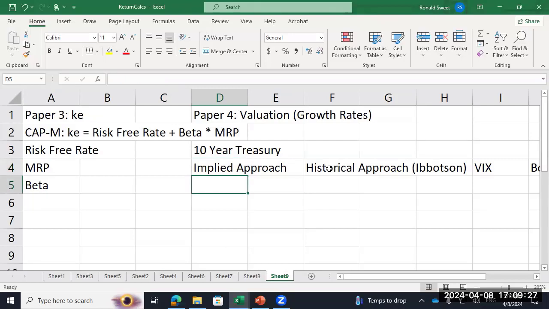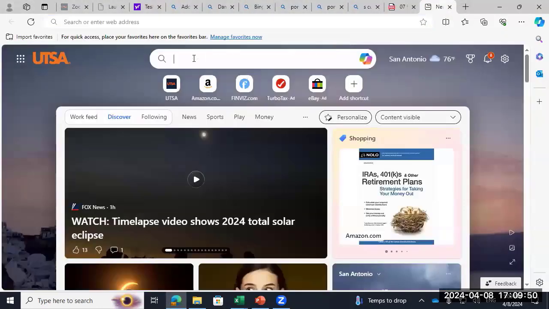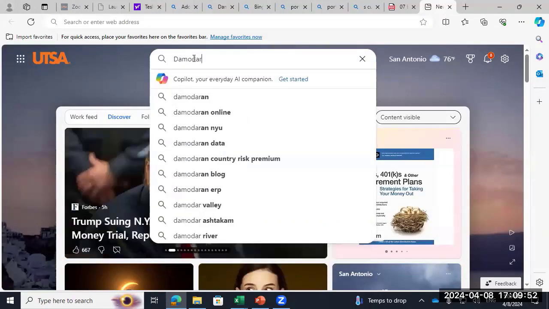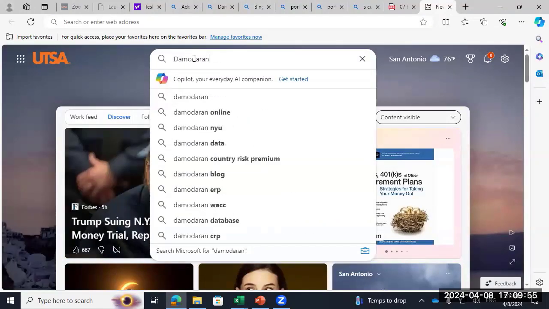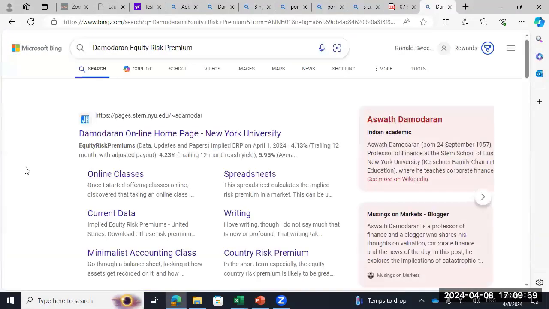And then beta, I'm going to show you 4 steps you must use. So we're going to use my 4 steps. So that essentially is your paper 3. The 10-year treasury is easy. For the implied approach, I'll talk about the inputs to that, how you get that market risk premium. If you want other sources for the market risk premium, then you just do Damodaran's. I think he calls it equity risk premium. And he's got all kinds of free stuff.